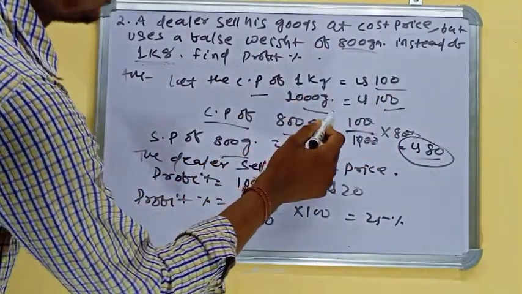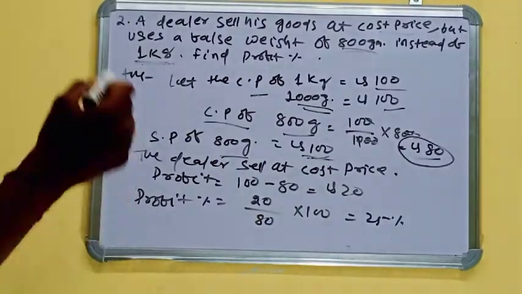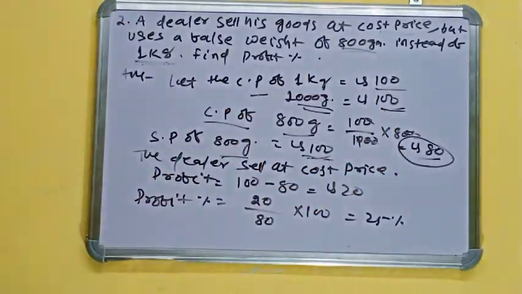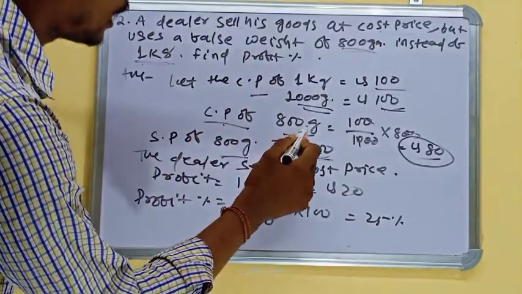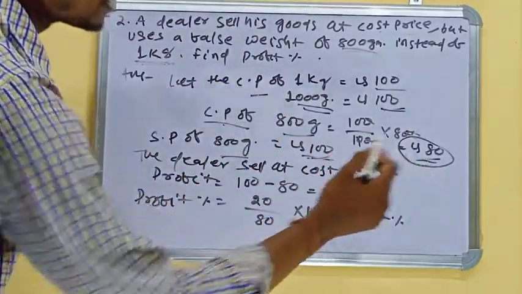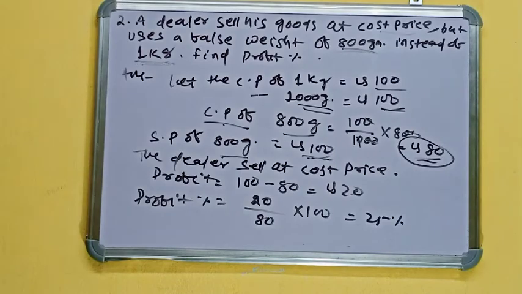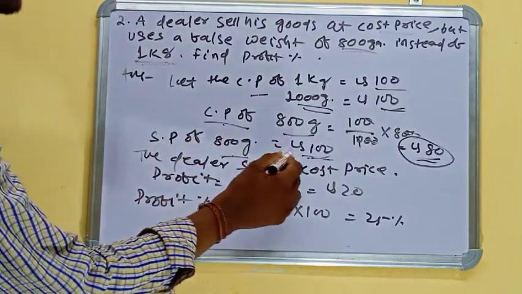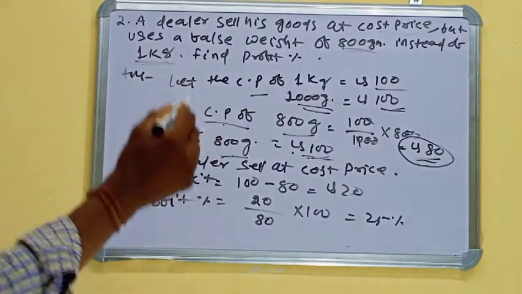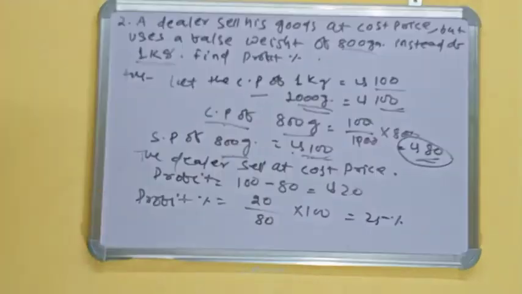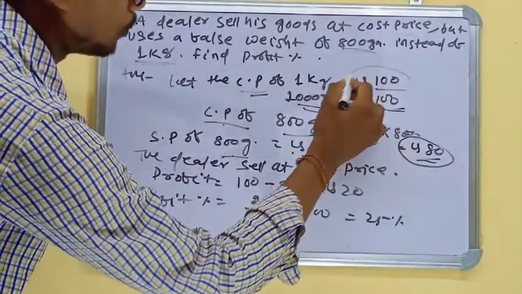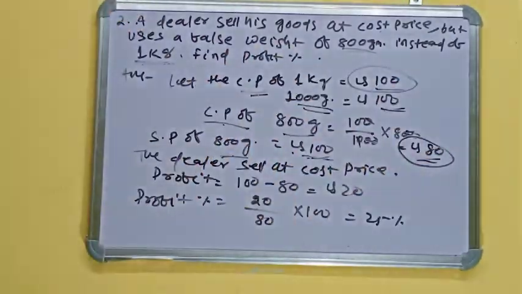Then the CP of 1 kg is equal to rupees 100. 1 kg is equal to 1000 gram. So the CP of 1000 gram is equal to rupees 100. Then again the CP of 800 gram is equal to rupees 80. The SP of 800 gram is equal to rupees 100 because the dealer sells at cost price. Here the cost price is equal to rupees 100.